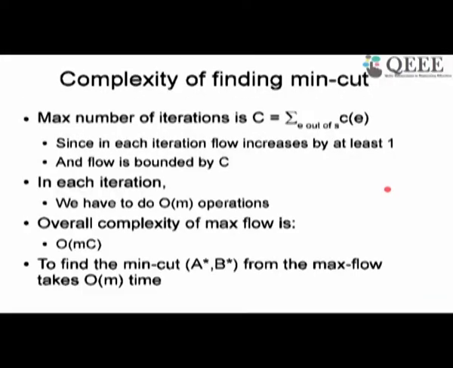How do I find this cut? Take all those nodes which are reachable from S in the residual graph, and that is called A star. Those that are not reachable is called B star. That's the cut. I'm done.